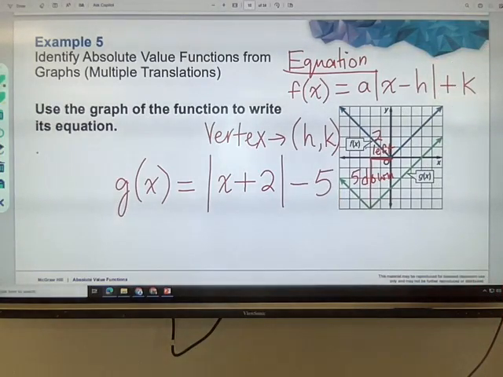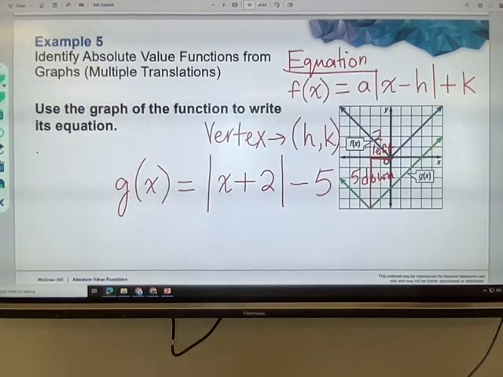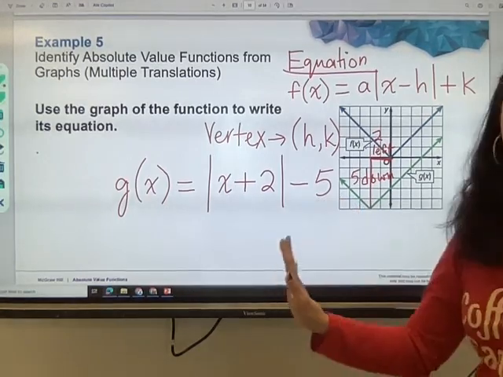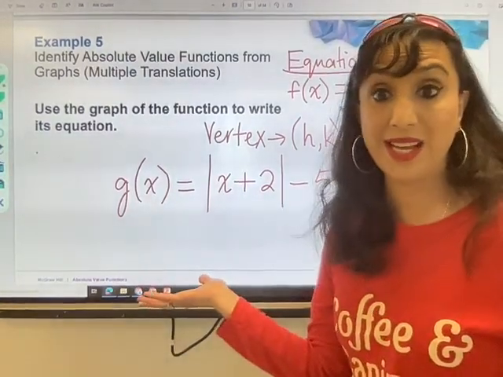All right, and so there's my equation, because the vertex is 2 units left of the origin, and then we are going 5 units down from the origin. And so that is why we have this equation. So this is a multiple translation.